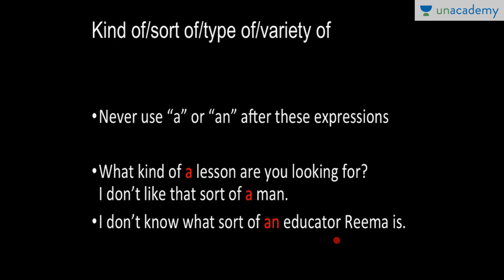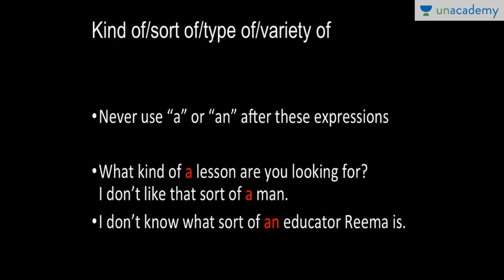You cannot use it. Let's try to translate this in Hindi. Okay. I don't know what sort of an educator Rima is. मुझे नहीं पता रीमा किस प्रकार की एक educator है. So this ek, which an represents, that ek is not needed here. So you can just say, I don't know what sort of an educator Rima is, to be replaced by, I don't know what sort of educator Rima is.